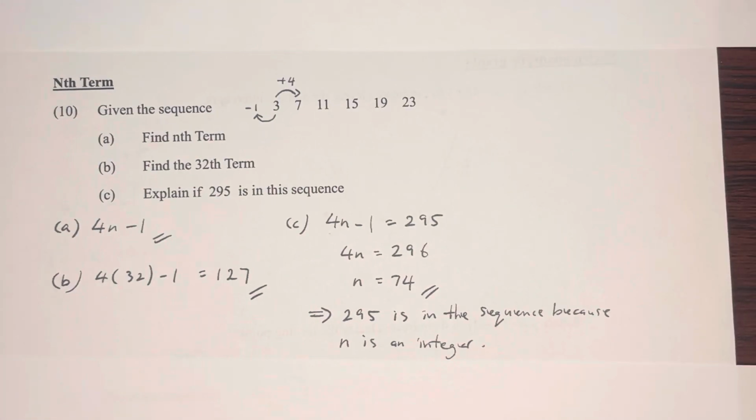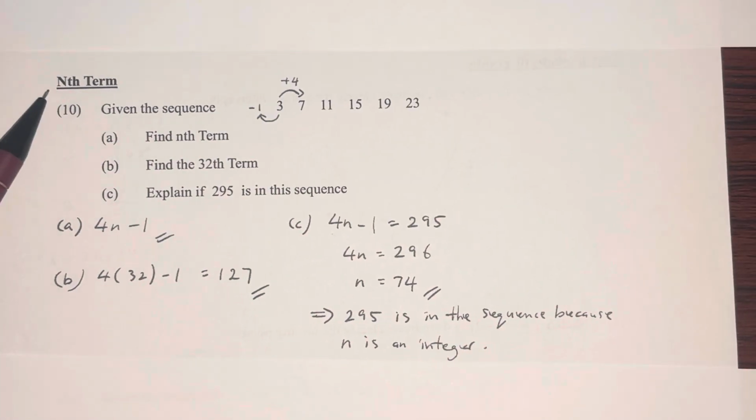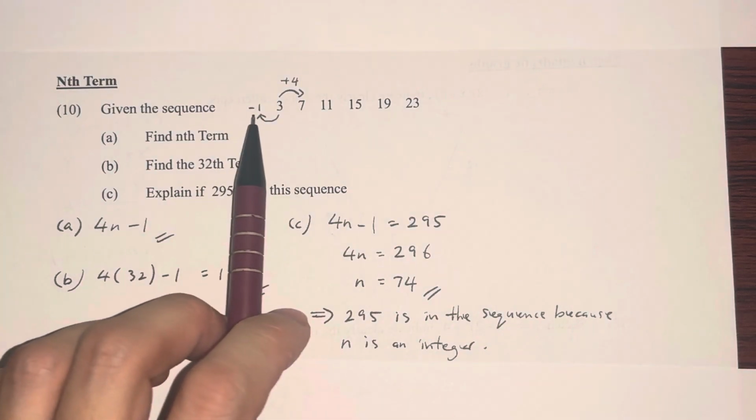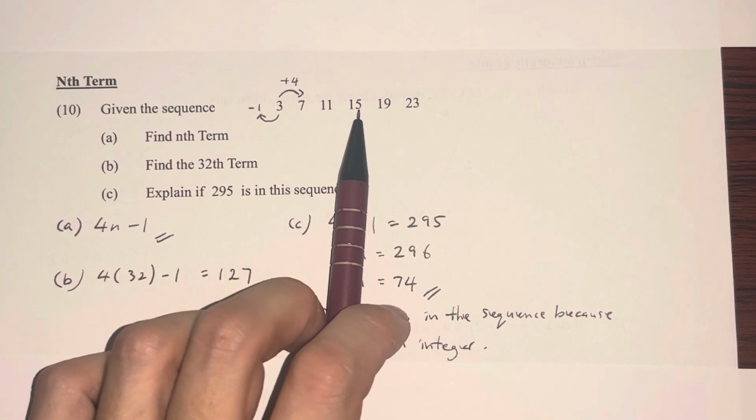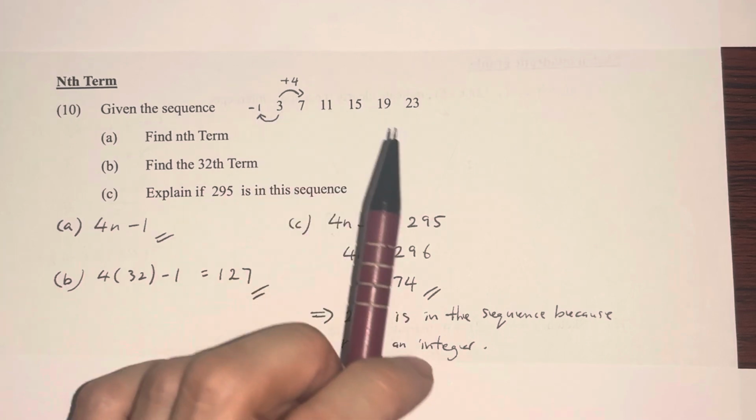So in this video we're going to do nth term. Nth term is very simple. So you can see that what we do is we have a sequence here: 3, 7, 11, 15 and so on. You can see a few arrows I'm writing here.